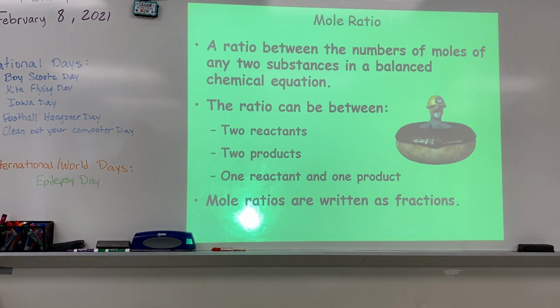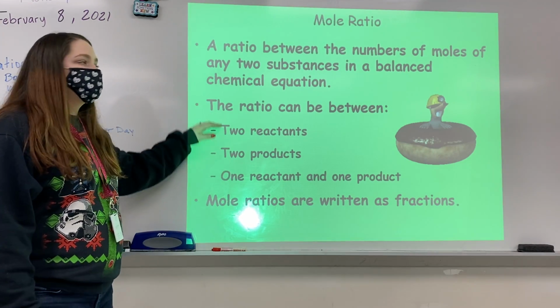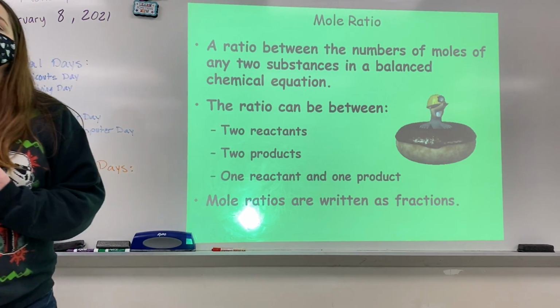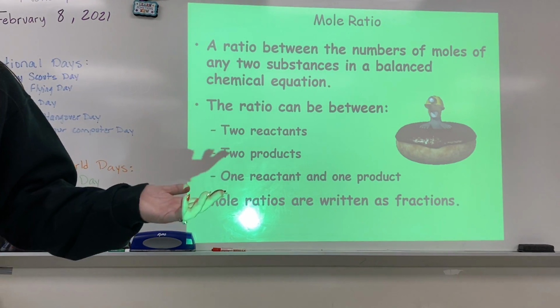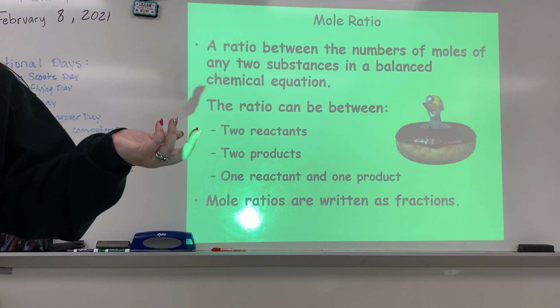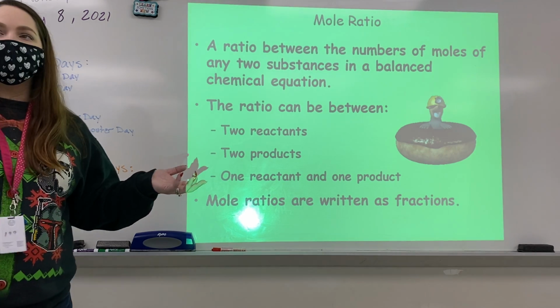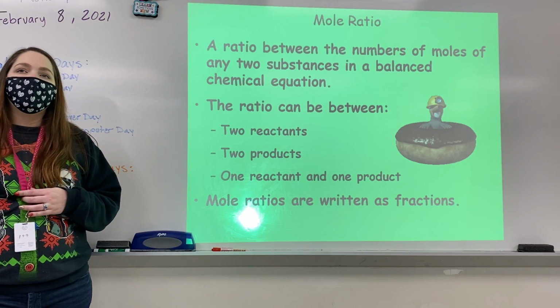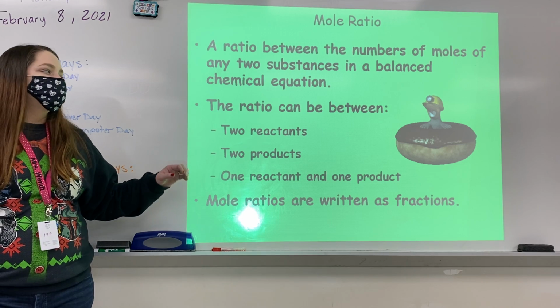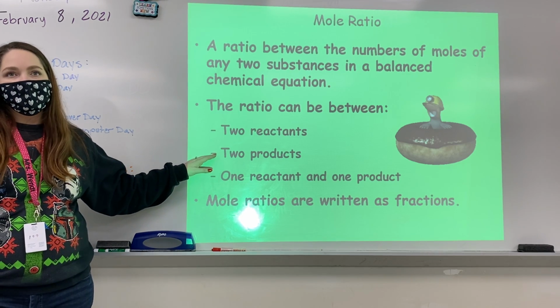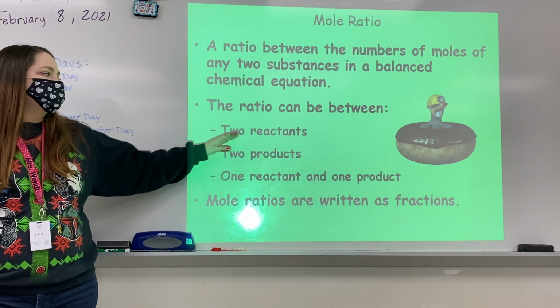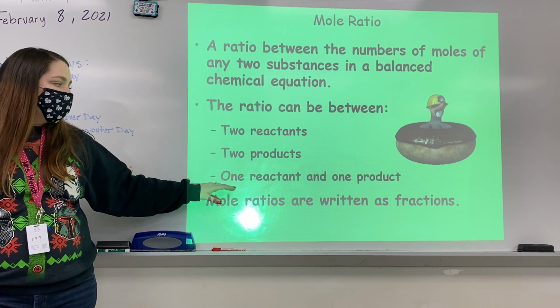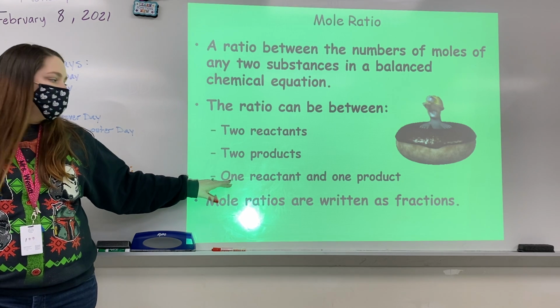Now, you can write the ratio between multiple substances, but a mole ratio that you use in your calculations is between 2 things. If I'm just asking you for the ratio of, let's say you had 3 reactants, and I want to know the mole ratio of those 3 reactants, then yes, you could have a ratio between 3 different substances. But for your calculations, for the math, you're only going to be comparing 2 substances. So you're going to be going from 1 reactant to another, or 1 product to another, or more times than not, 1 reactant to 1 product.